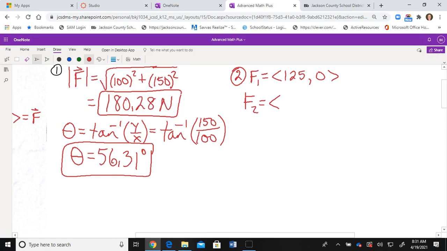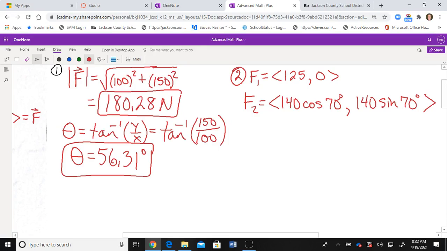100 what? 140. No. Oh, yes, you're right. I'm sorry. 140 times the what? Cosine of 70, comma, and what's the y part? 140 sine of 70. Okay? Why can't you just use 0? Because it's not at 0 degrees. It's at what degrees? 70 degrees. Okay?